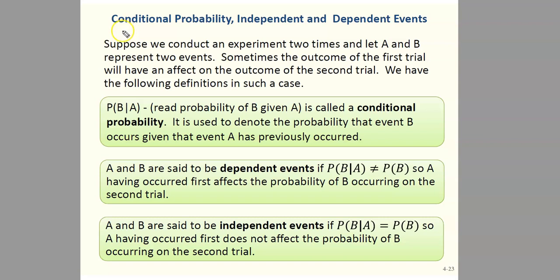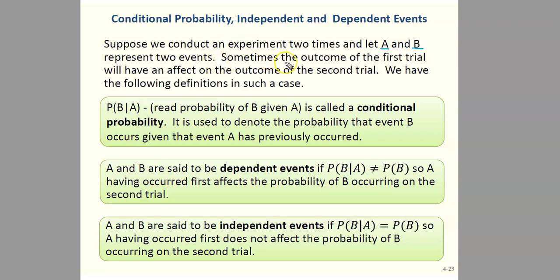Hi everyone. In this video, we're going to go over conditional probability and we're going to define independent and dependent events. So to start, suppose we have an experiment that we conduct 2 times and we let A and B represent 2 possible events from the experiment.